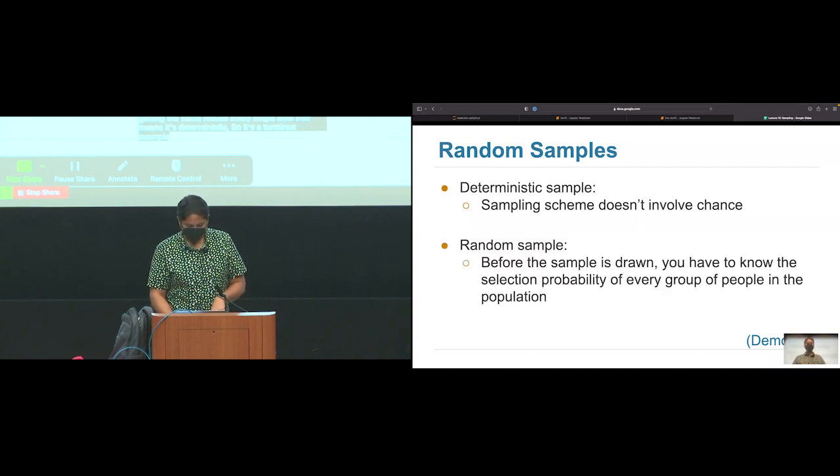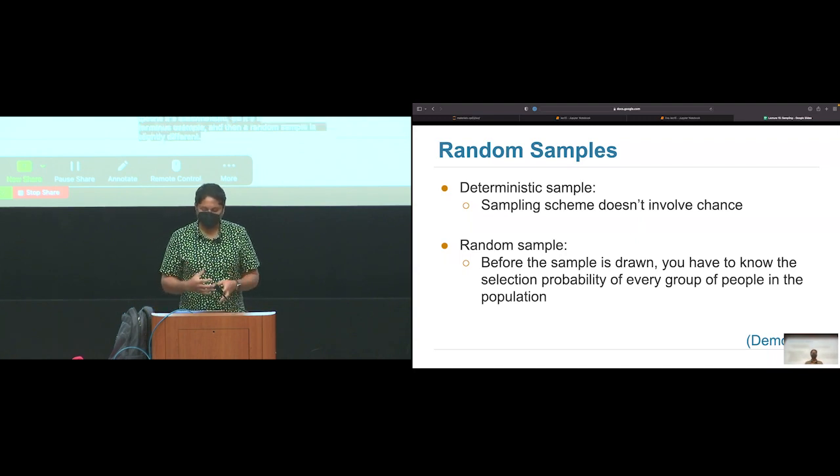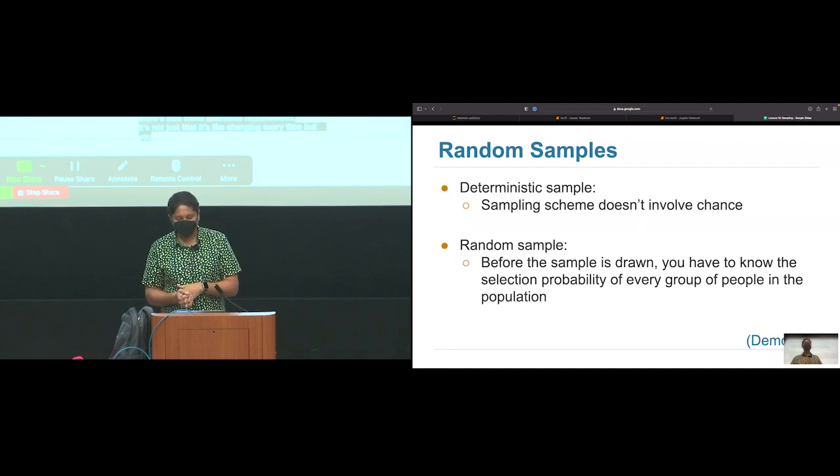And then a random sample is slightly different. It should be changing pretty much every time. There are also some additional requirements. It's not just that it changes every time, but before the sample is drawn, you have to know the selection probability of every group in the population.